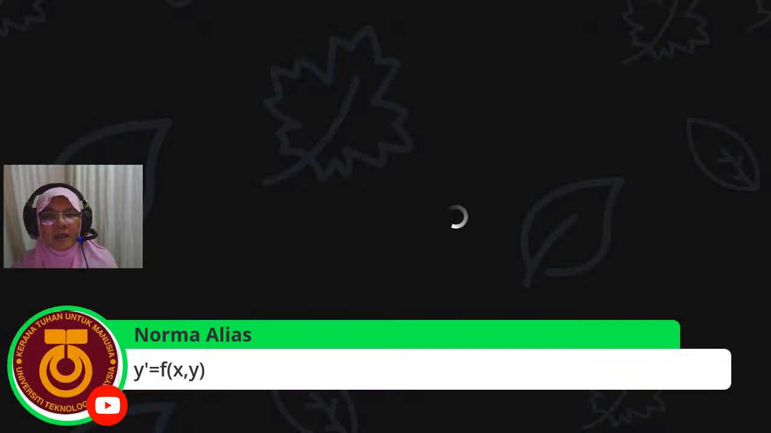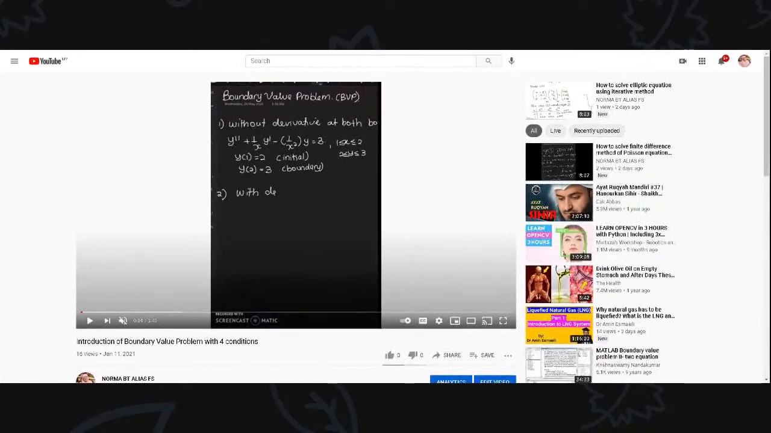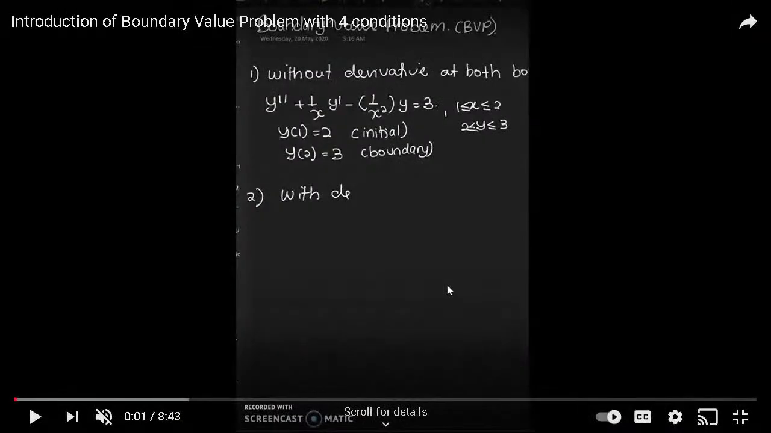I'm sharing the introduction to boundary value problem. I want to focus on my digital material here. What is a boundary value problem? A boundary value problem is similar to an initial value problem. However, there is an added condition.